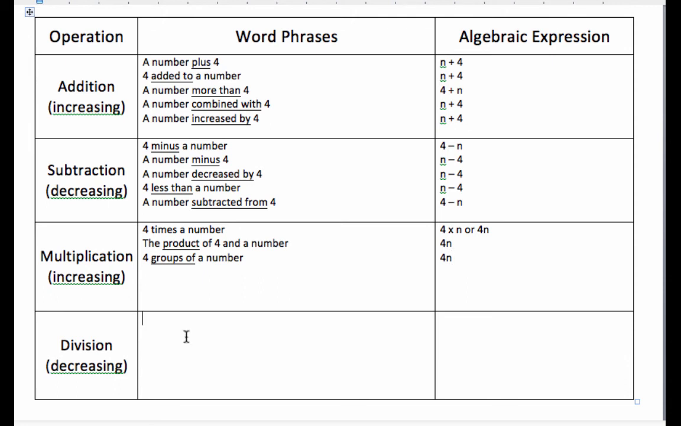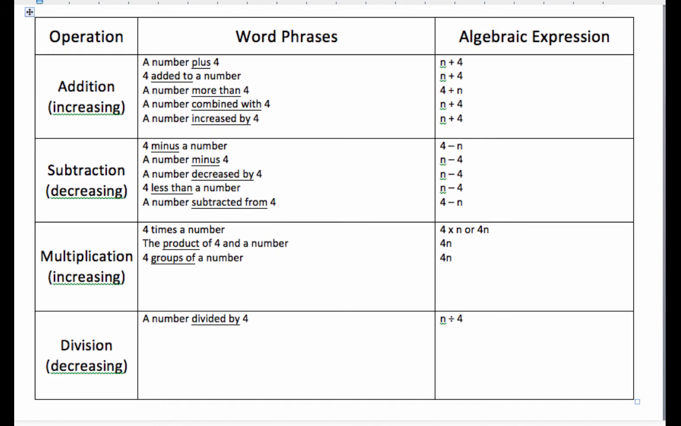Last operation is division. Now division's order of numbers and variables matters just like subtraction does. So this is another operation where we have to pay very close attention to the wording of our word phrases. The first one is a number divided by 4. Divided by, those would be our clue words. And like our first subtraction word phrase, we're going to do our division from left to right. Since we see a number first, that's our variable that we don't know. The variable comes first and then the 4, so it could look like this. So we have n divided by 4.